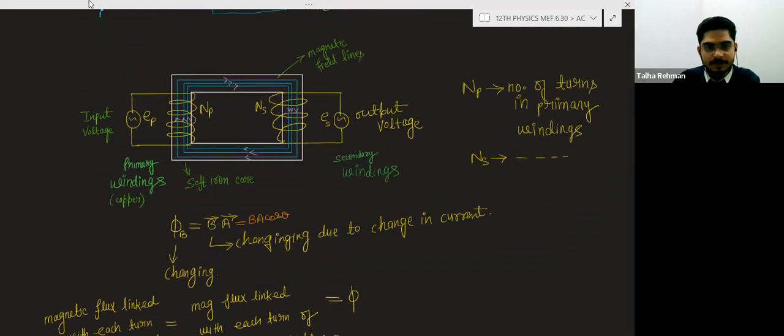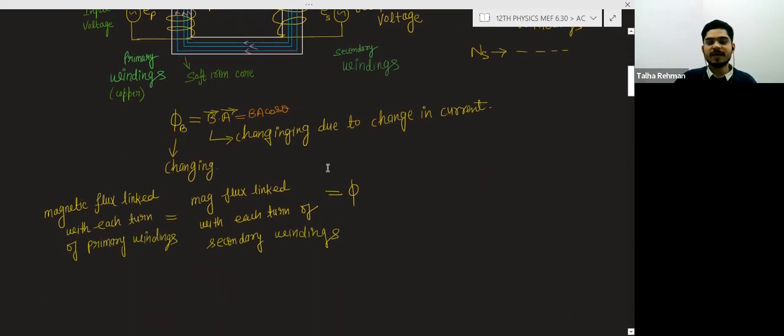Take this coil and see, I have shown three magnetic field lines crossing the area of this coil. Here also three magnetic field lines are crossing this area, and the number of magnetic field lines crossing the area is equal to the magnetic flux. So for each turn of the primary coil and each turn of the secondary coil, the magnetic flux will be the same, and that is represented by phi.